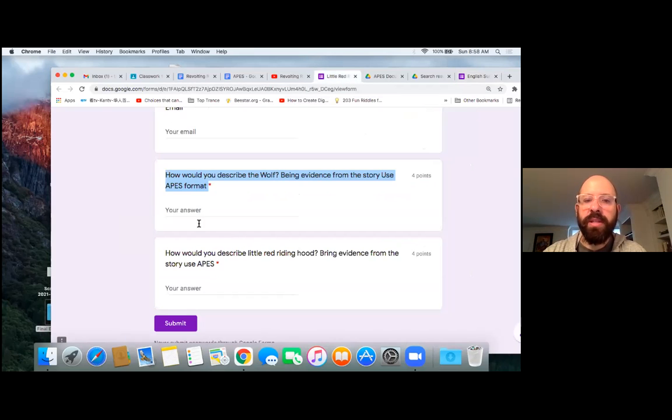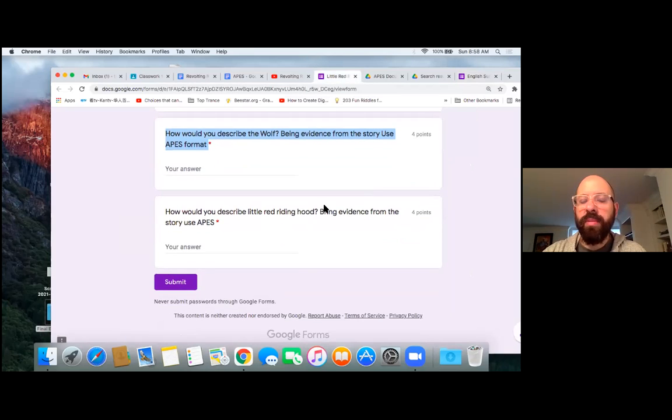Anyway, so that's the question in the end. How do you describe Little Red Riding Hood? Bring evidence from the story. Well, anyone have any idea how you would describe Little Red Riding Hood? Anyone have any adjectives? Are you impressed by her? Are you horrified by her? Do you look up to her? Anyone have an adjective? We'll build vocabulary too. There's millions of adjectives to describe people.